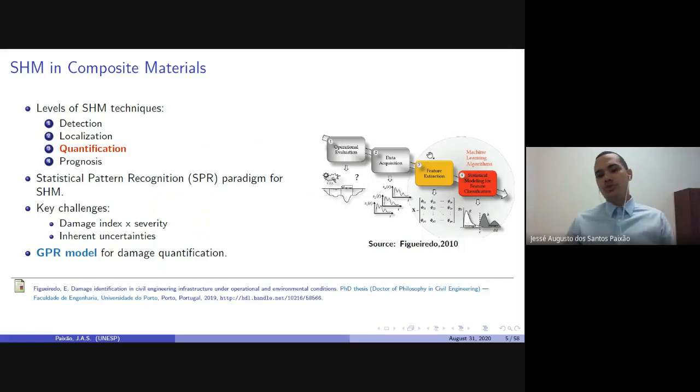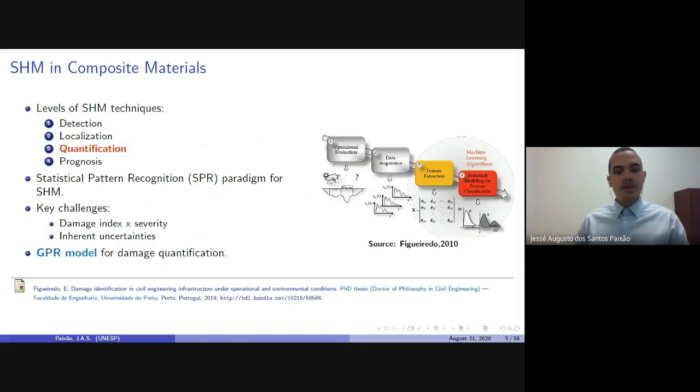The third step is the feature extraction, where we apply some technique to extract some feature related with the presence of damage in the structure. And the last step is the statistical modeling for feature classification, or quantification in our case. In order to step forward to the damage quantification level, there are two key challenges that should be addressed. The first one is how to relate a damage index extracted from data with the damage severity. As it is very difficult to establish a mathematical physical model for composite materials in order to establish a relationship between these two variables, a data-driven approach seems suitable.